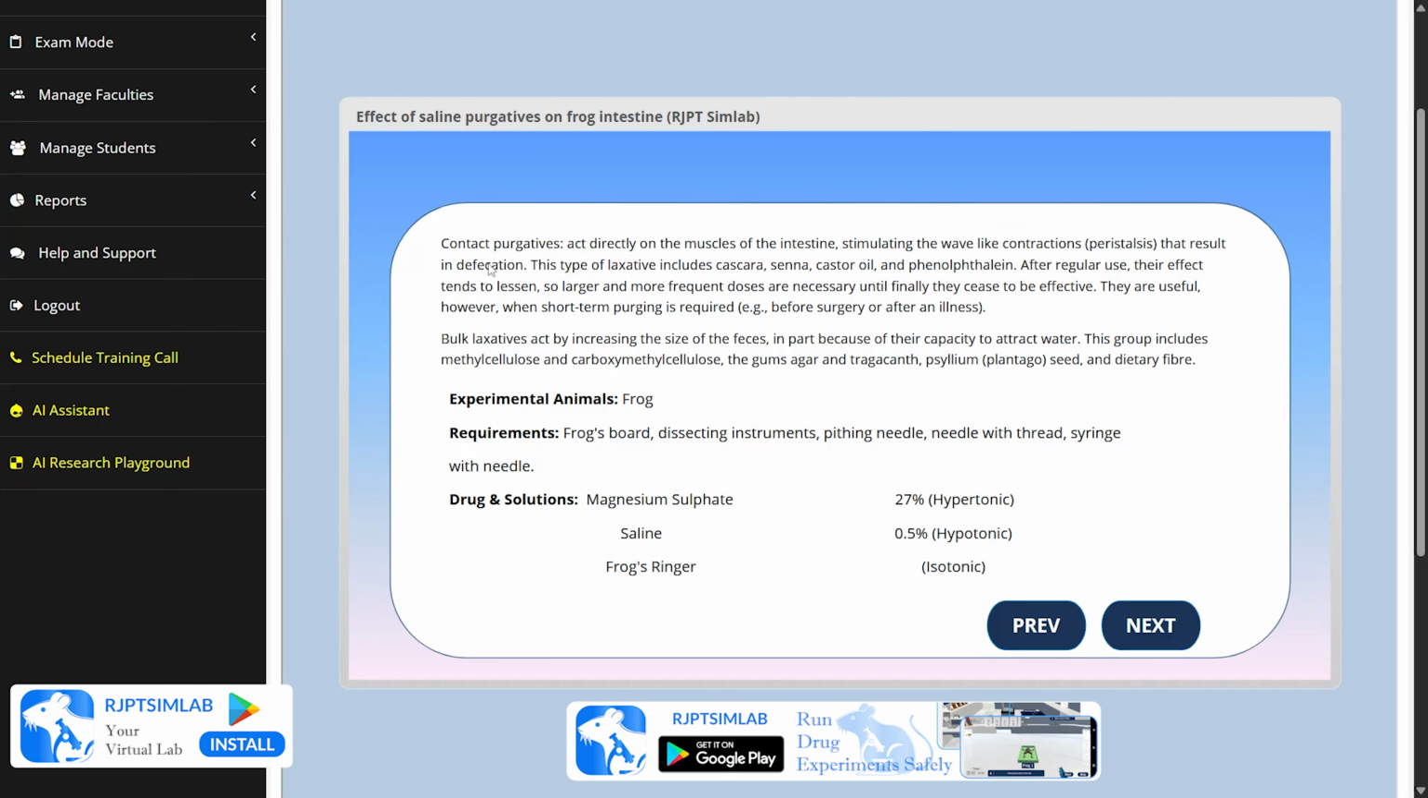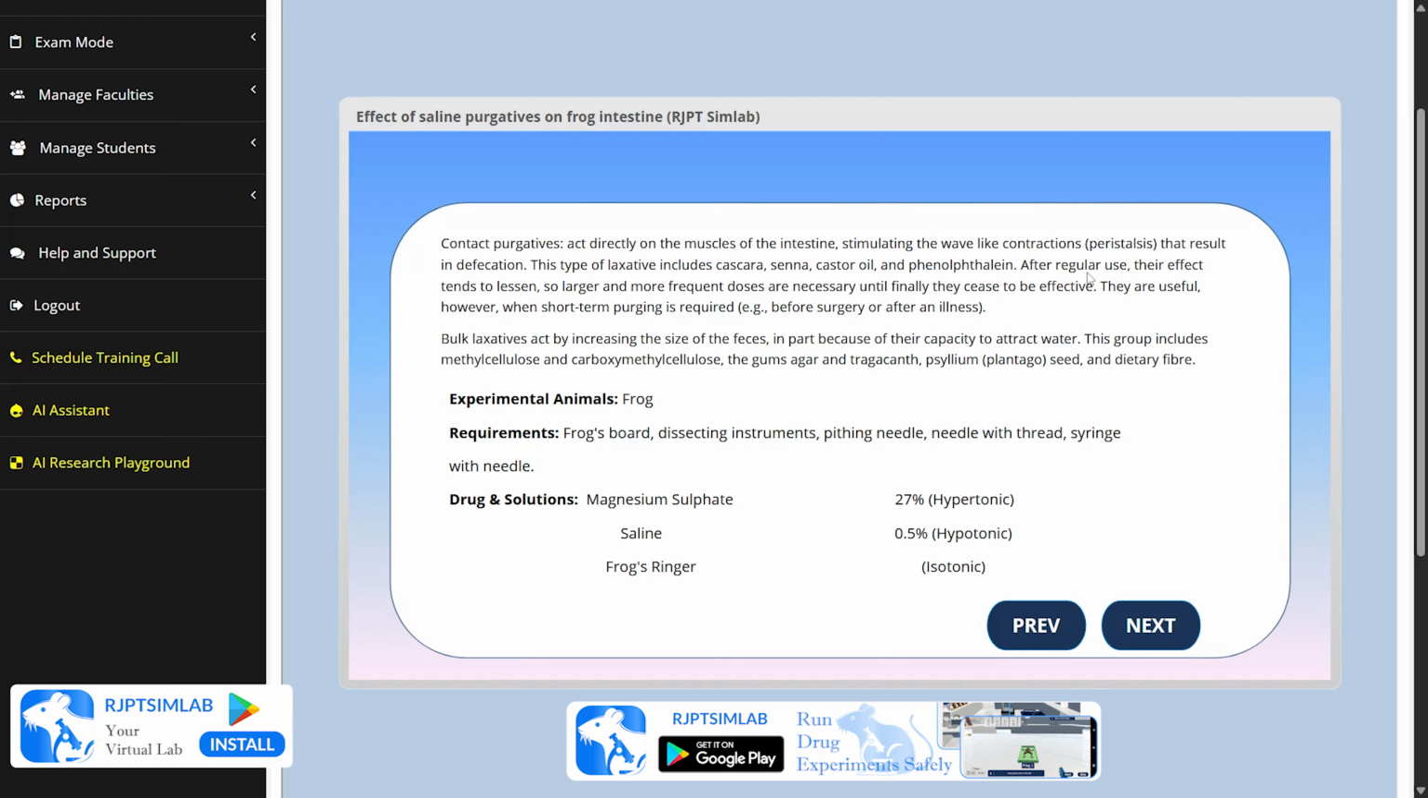Now let us see what are contact purgatives. Contact purgatives act directly on the muscles of the intestine, stimulating the wave-like contraction, peristalsis, that results in defecation. This type of laxative includes cascara, senna, castor oil, and phenolphthalein. After regular use, their effect tends to lessen, so larger and more frequent doses are necessary until finally they cease to be effective. They are useful, however, when short term purging is required, for example, before surgery or after an illness.